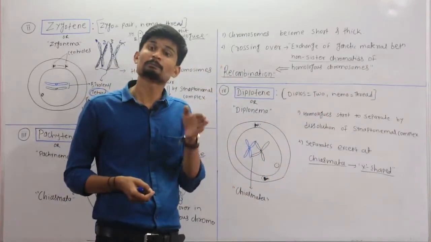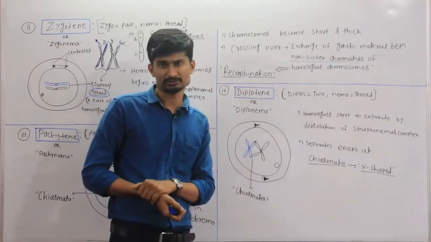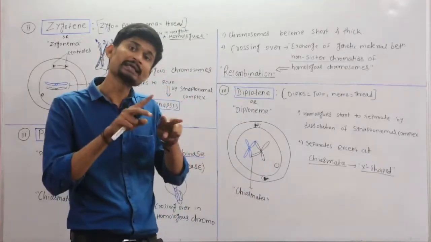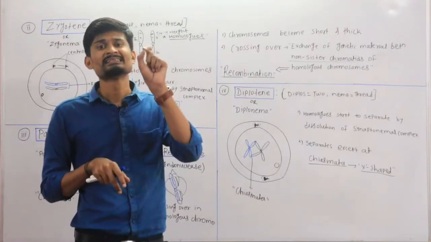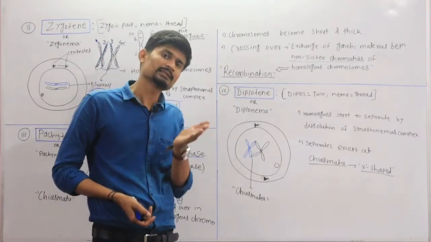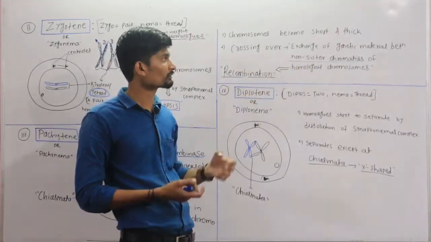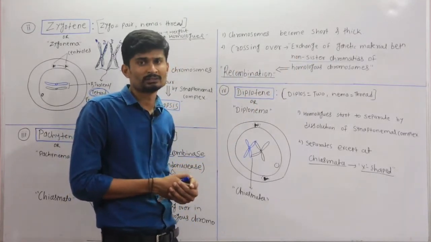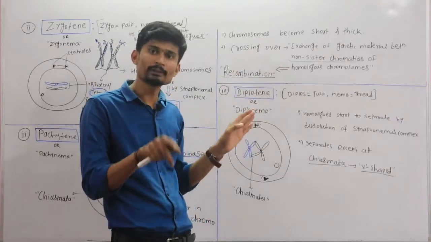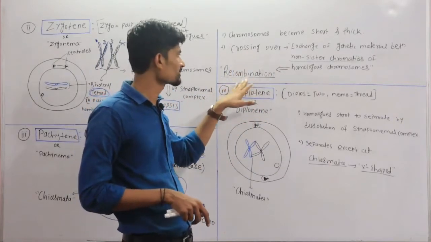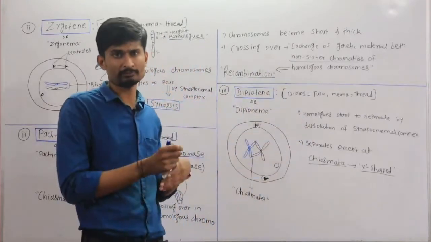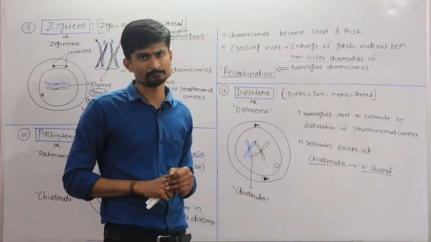This process is called recombination, the exchange of genetic material. And the pairing of homologous chromosomes is called synapsis. So don't confuse synapsis and recombination. Recombination means the exchange of genetic material between the non-sister chromatids of homologous chromosomes. Crossing over is the process, and recombination is the term for that exchange of material, because there is a recombination of the two genetic materials. That is why we say recombination.